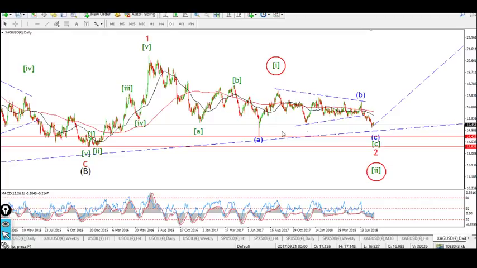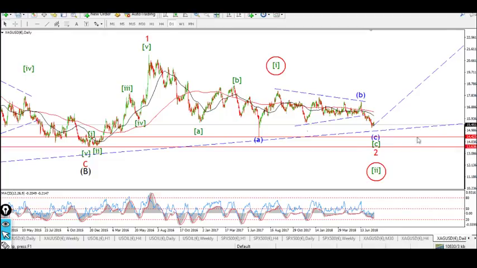I'm sticking with the larger count because gold is looking that way as well. So I'm just kind of correlating it with gold at the moment.